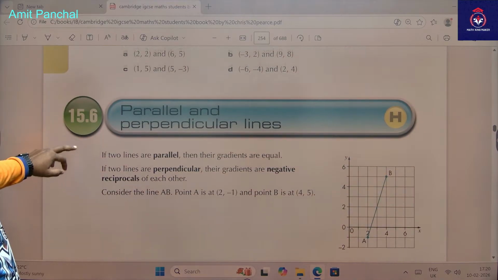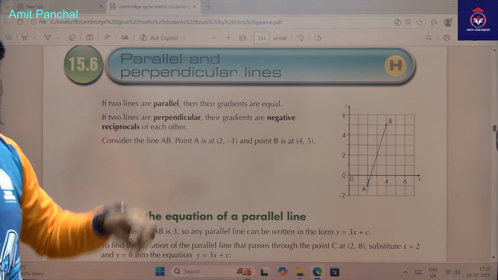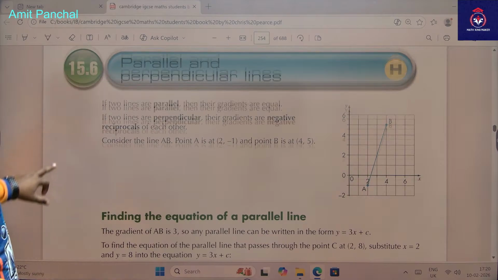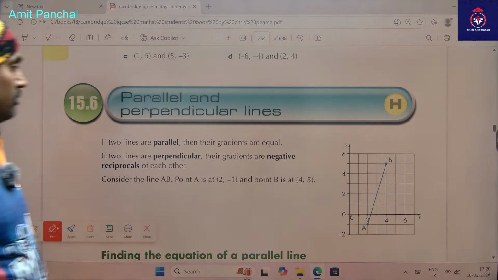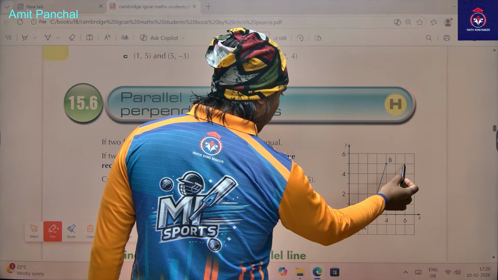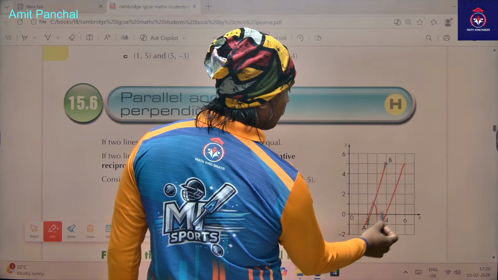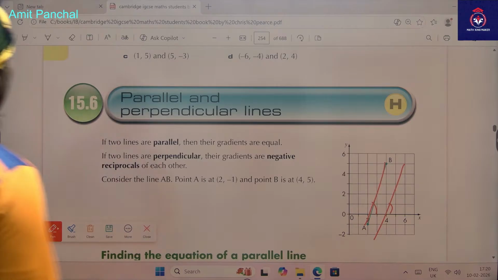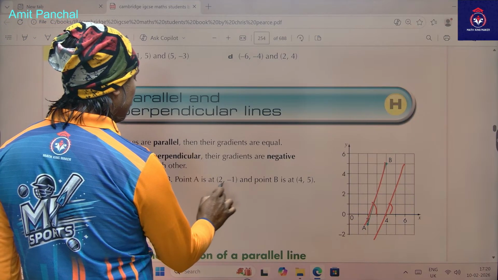Can you come down? Now parallel and perpendicular lines. Do you know the concept? Can you tell me, sir? Okay. So parallel lines will have the same slope, the same gradient. If I draw a line parallel to this line, it will have the same gradient, the same slope. Yes, sir. So by using this concept, we can find out. So consider the line AB.